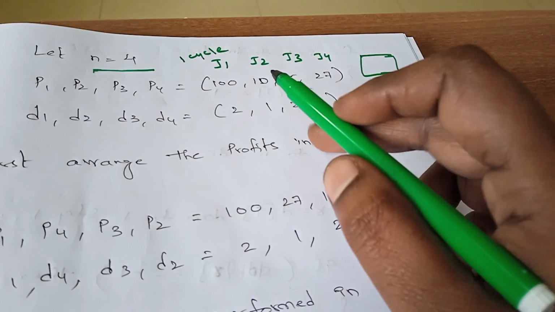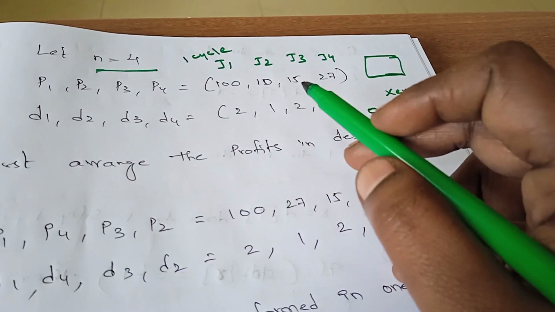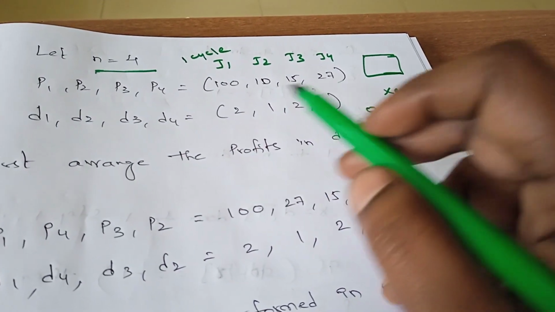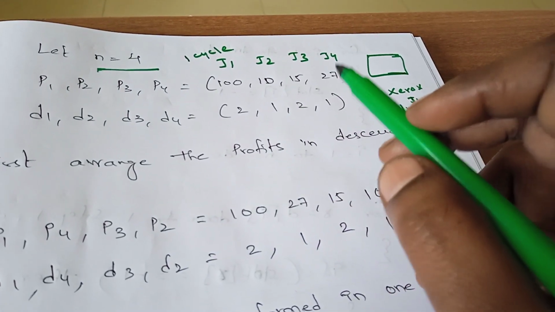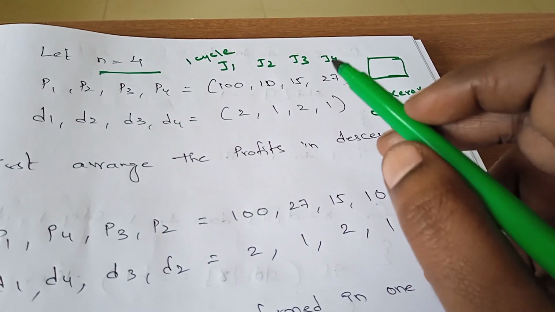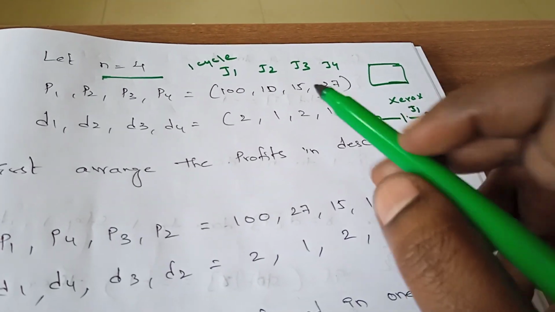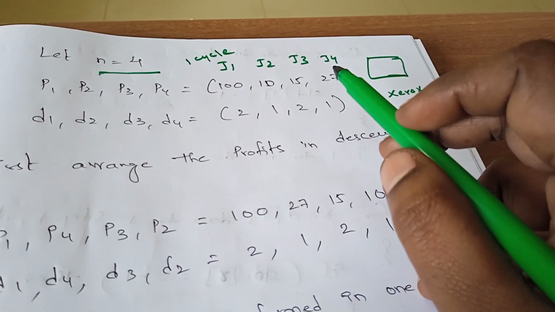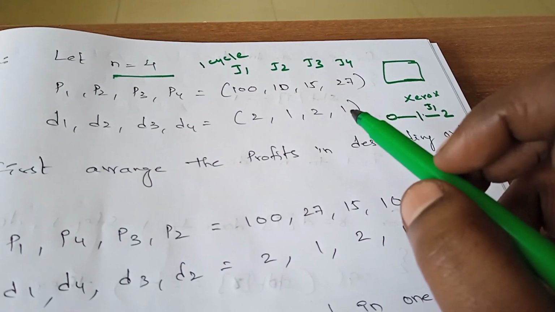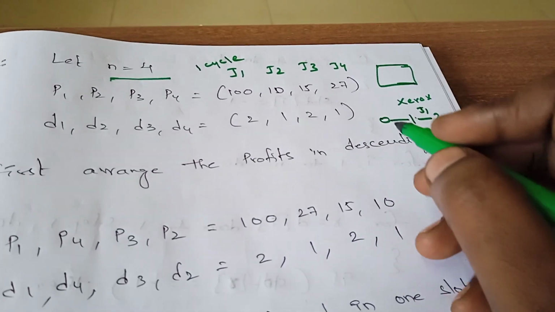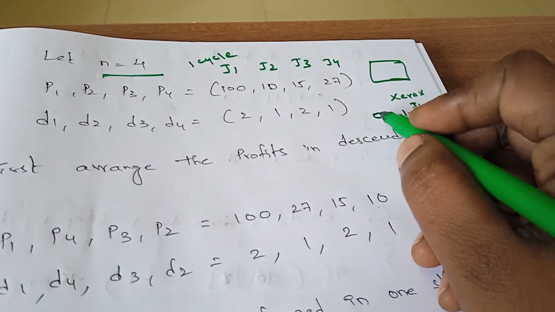Now look at J2 again. Comparing J2, J3, J4, these are 3 tasks available, and again we'll check for the more profit. So now which is having more profit? J4. So J4 takes only one cycle. He can't wait for 2 hours. He'll wait for only a single hour. So we'll finish this task here.